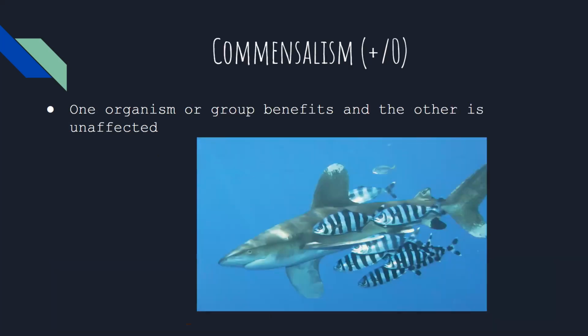Commensalism is where one species is helped, but the other one is unaffected. So in this one, an organism or group benefits and the other is unaffected.